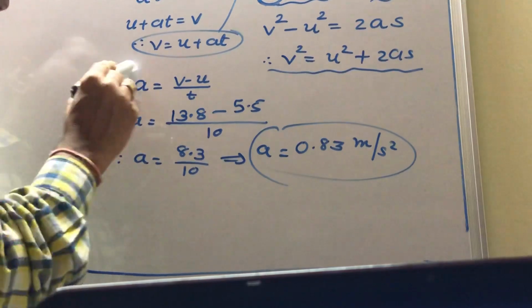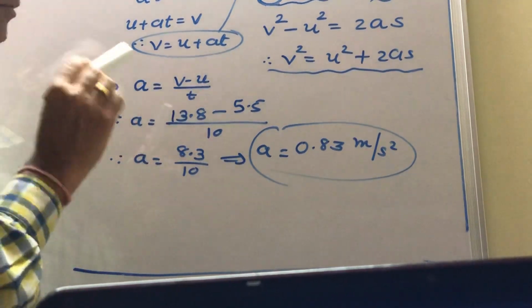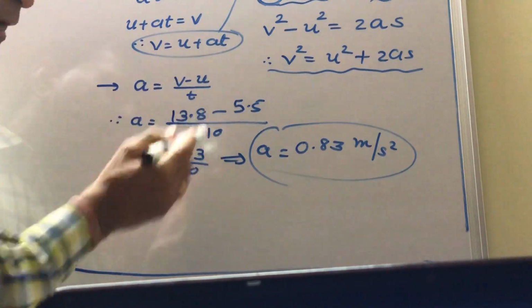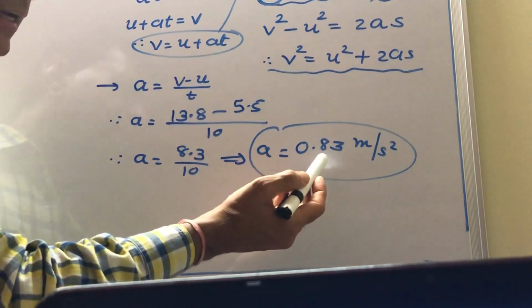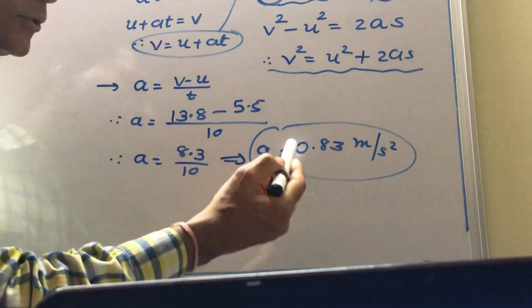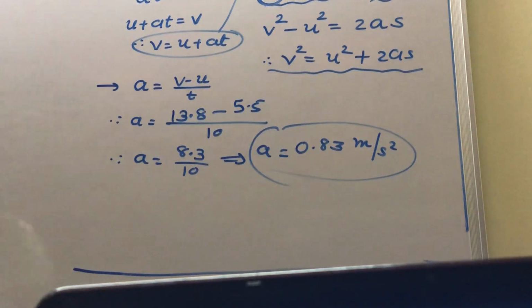This is easy. a = (v − u)/t, because it is the formula for acceleration. We want acceleration, substitute the values. Directly we can get the answer very easily by this method. So a = 0.83 meter per second square.